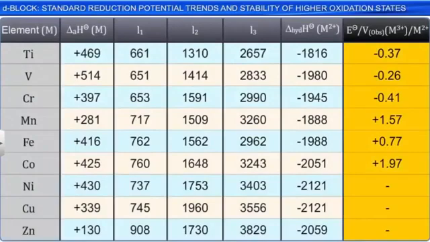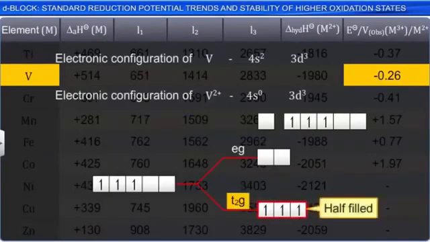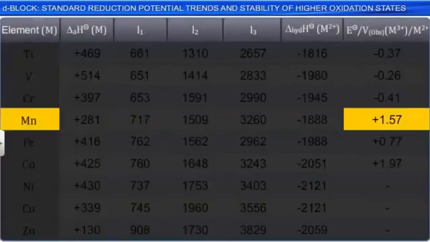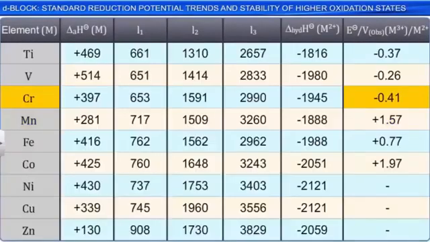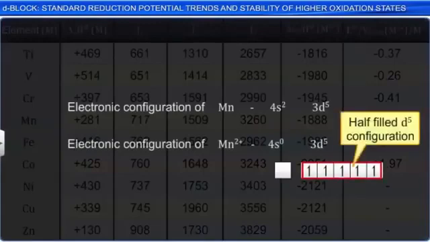The lower value for vanadium is due to the stability of V2+, as it has a half-filled t2g level. Manganese has a higher electrode potential value than chromium and iron because of its very high third ionization energy, which is again due to the stability of the half-filled d5 configuration. The higher values for manganese and cobalt show that they are the strongest oxidizing agents in aqueous solutions.